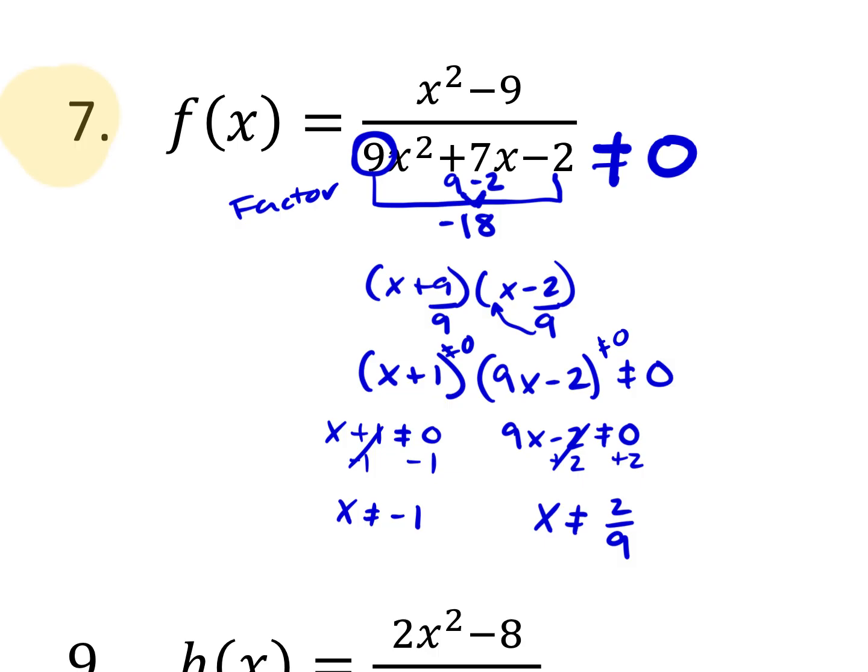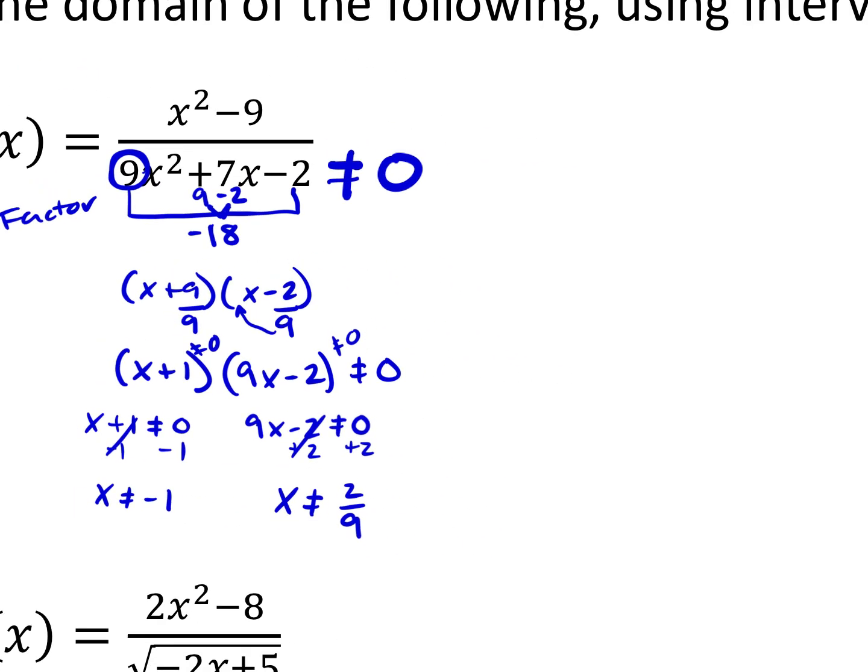So we factored to find our answer, but we have to write this in interval notation. So we're talking about all real numbers except negative 1 and 2 over 9. To write it in interval notation, it might help you put it on a number line. Which one's smaller? Negative 1 and then 2 over 9. These are open circles here because they're not included. But we're talking about everything except these numbers.